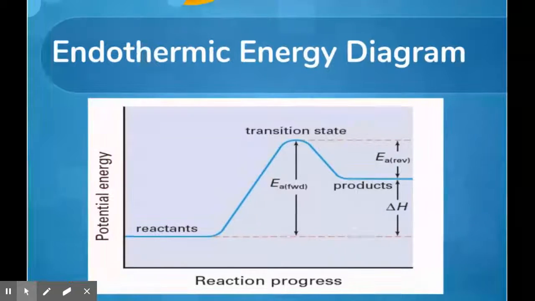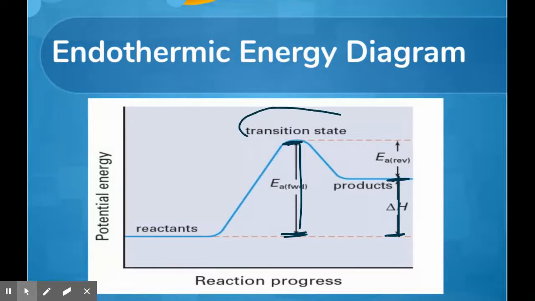So here's another example of an endothermic reaction. The potential energy of the reactants is less than the potential energy of the products. So that tells us that this is an endothermic reaction. So here is our activation energy from the reactants up to the top of the curve. And then here is our delta H from the energy in the reactants to the energy in the products.